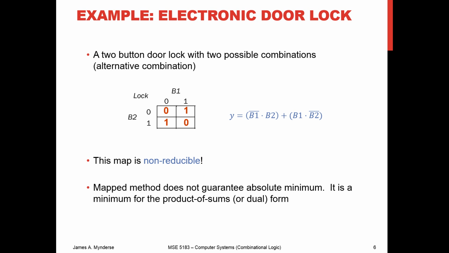Our mapping does not guarantee an absolute minimum, but when we do this method, it will give us the minimum for the product of sums or the sum of products form, whichever one we're using. So you may be able to look at it and design something that's slightly better, but using our systematic rules, product of sums, sum of products, if we follow through the graphical minimization, that will be a minimum complexity for that method.